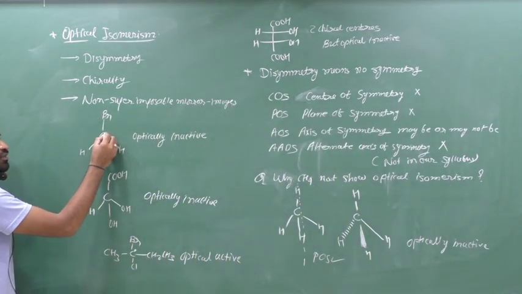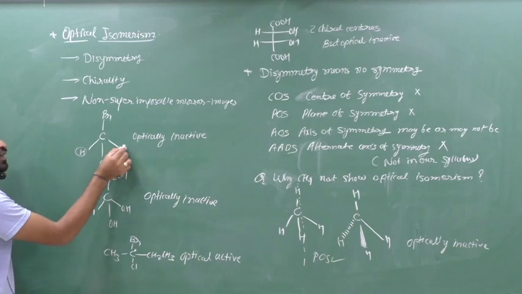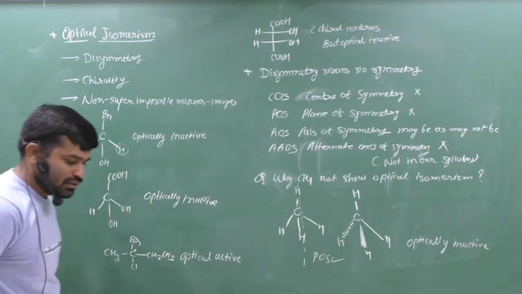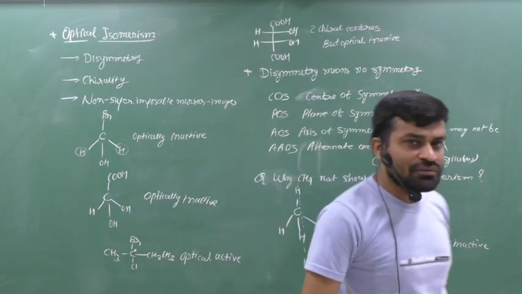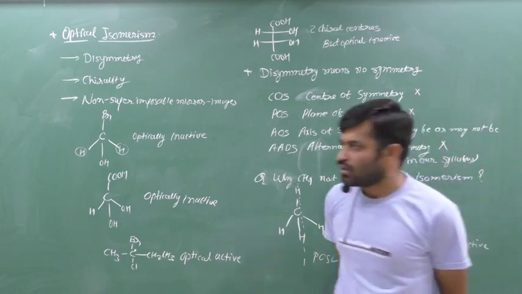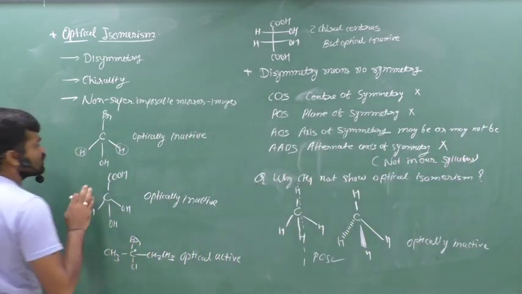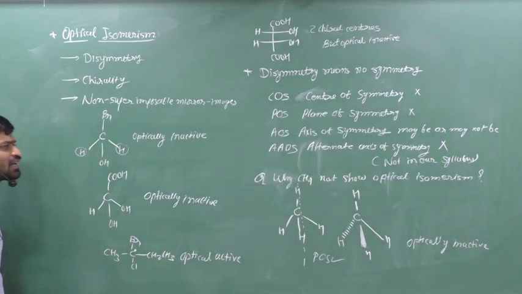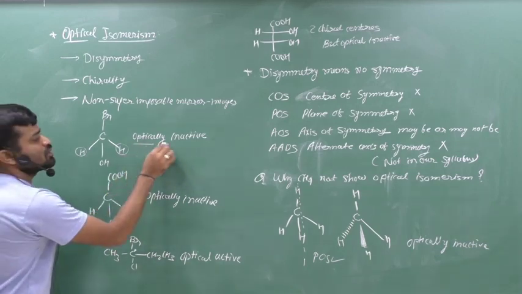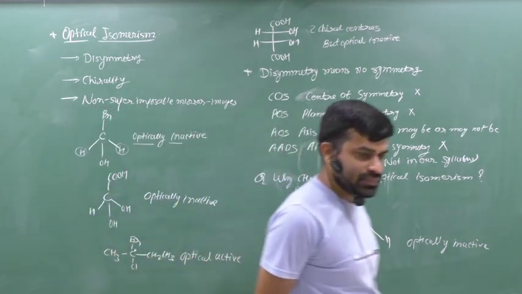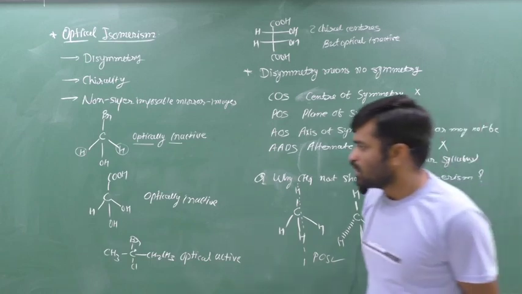If all four valencies of a carbon atom are different, then we can say that it is a chiral carbon. But here two valencies are the same, therefore there is no chiral carbon in this compound, and so this compound is optically inactive.